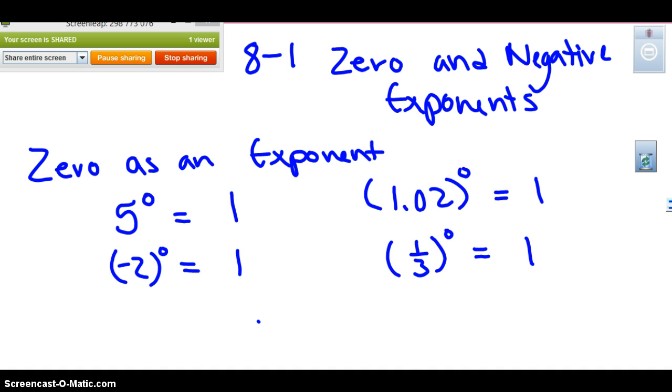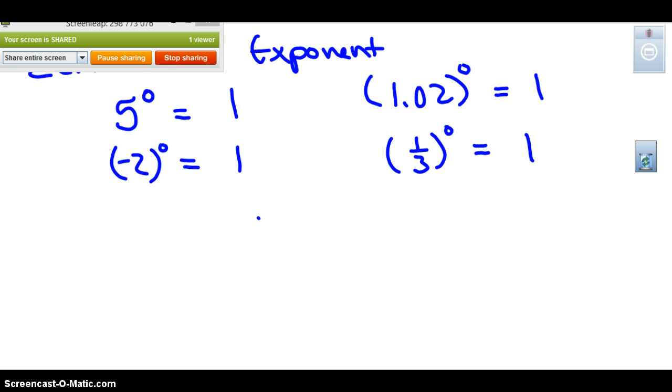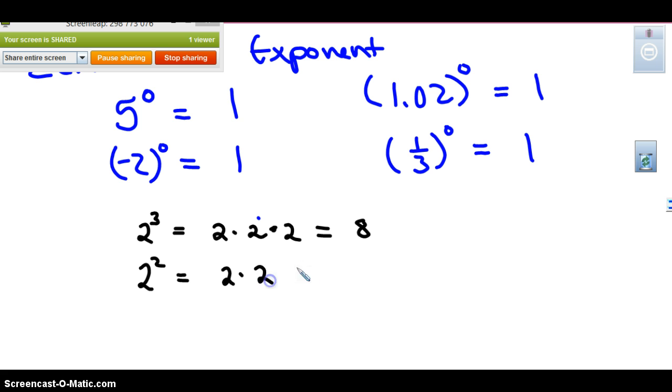It equals 1. Now, why does it equal 1? Let's take a look at this. Let's say we have 2 cubed. That means 2 times 2 times 2. What would that equal? 2 times 2 is 4, and 4 times 2? What if we have 2 squared? That means 2 times 2. What would that equal, Wally? 4.